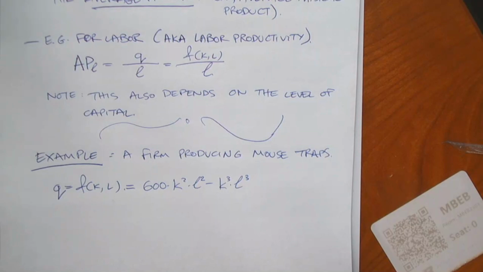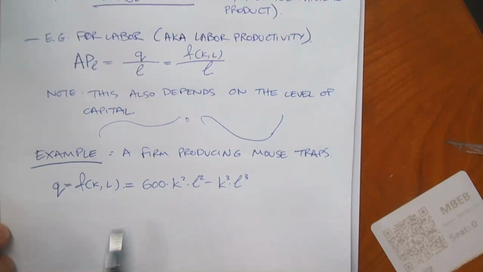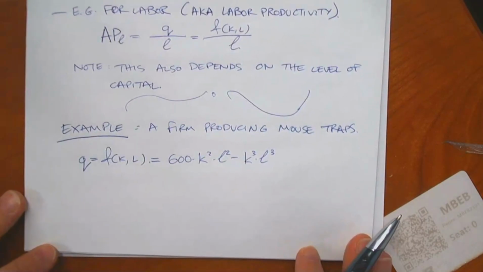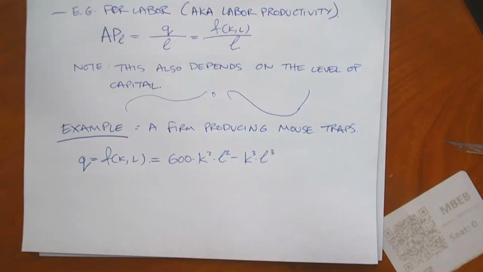So in the simplest case, if K is 1 and L is 1, what would you be getting here? 599, right? So it gives you a sense of the production function. The form of this production function aligns with what you expect the marginal product of labor to be, and how you expect the marginal product of labor to change as you change capital, and so on. So typically you're going to see production functions that align with what we expect to see in the real world.